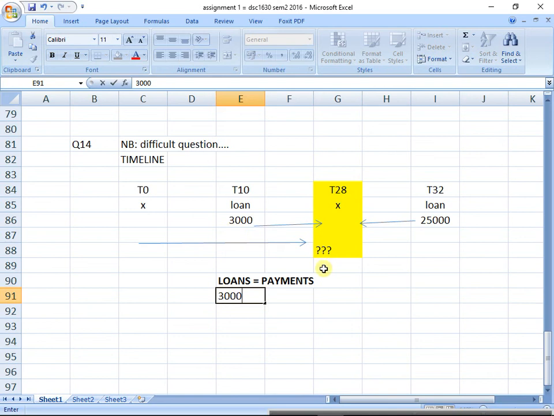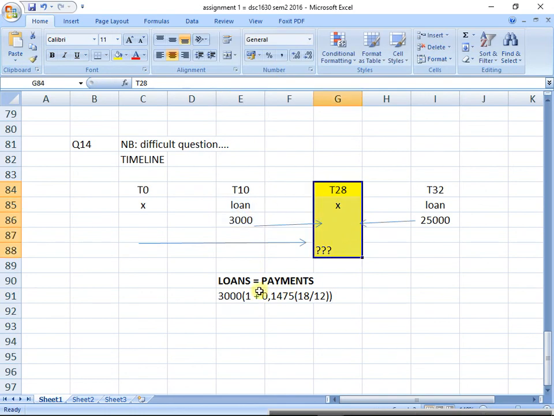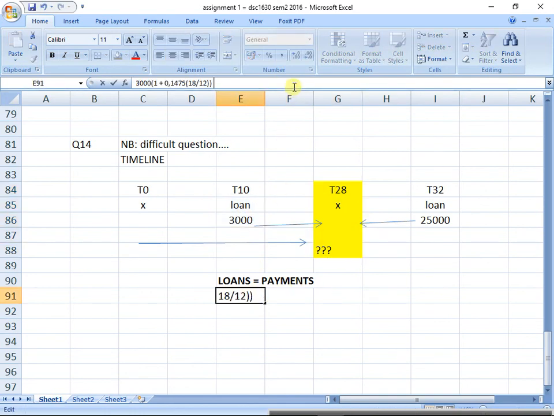Am I taking it back or forward? I'm taking it forward. So 1 plus the rate. The rate here was given as 0,1475. This was simple interest, so I have to take it forward how many months? 10 to 28 is 18. So 18 over 12. Now I've taken this loan to that point in time.